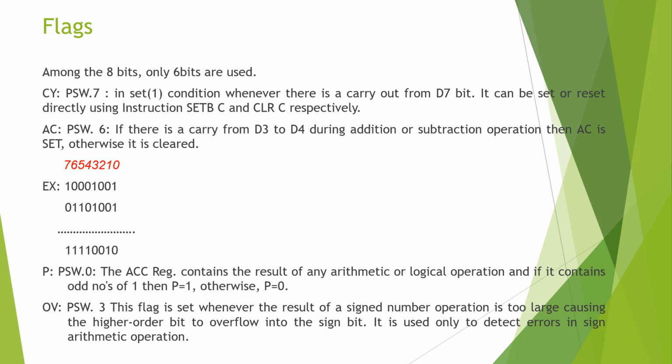In that case, the overflow flag is in the set condition, and otherwise the overflow flag is in the reset condition. So this flag is generally used for signed arithmetic. So these are the 1, 2, 3, 4 flags, and the other two bits, RS1 and RS0, are used for selecting the register banks. So this is all about the PSW bits of the 8051.